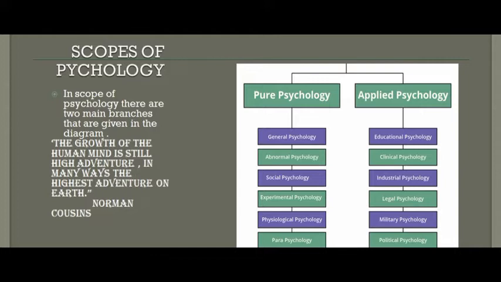Now comes applied psychology. Applied psychology is where what you have studied, now you will apply. We have studied abnormal psychology here. So abnormal psychology is directly related to clinical psychology. Hope you got that, okay?